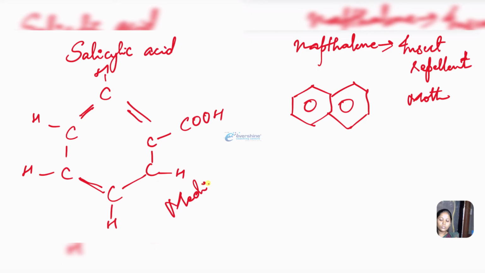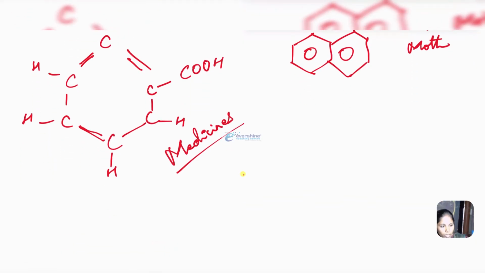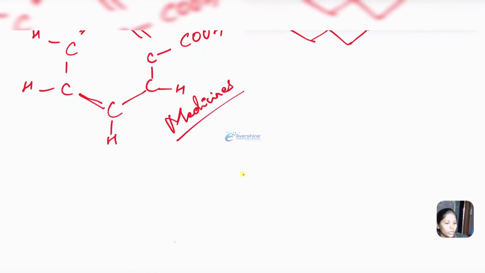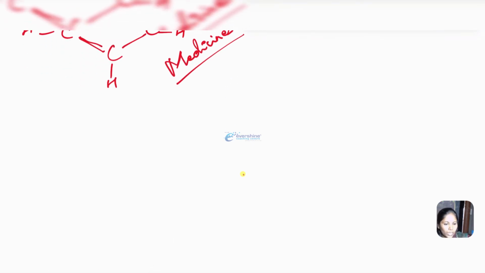So this is all about the aromatic hydrocarbons. One is benzene, another one is toluene, another one is salicylic acid, another one is naphthalene. All these are aromatic hydrocarbons, sweet smelling compounds. They are used in medicines, drugs, dyes, and explosives, etc.